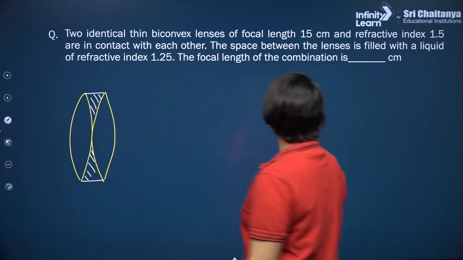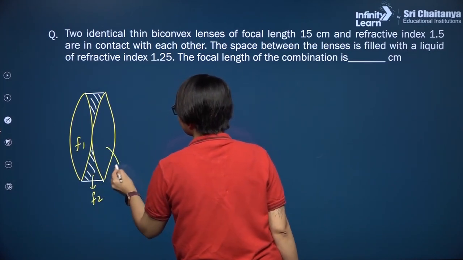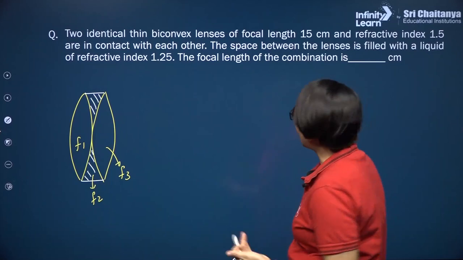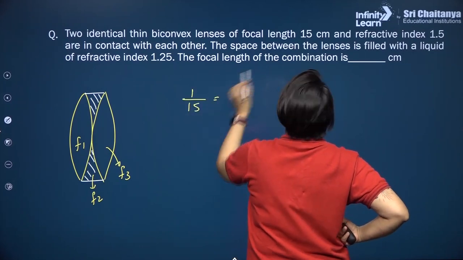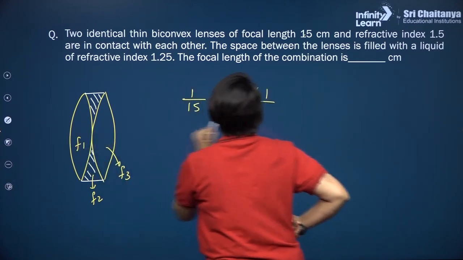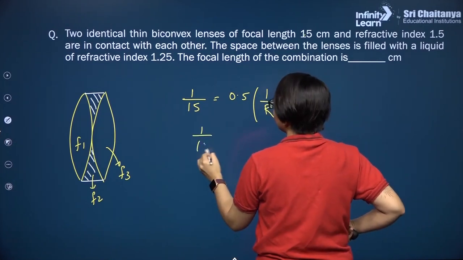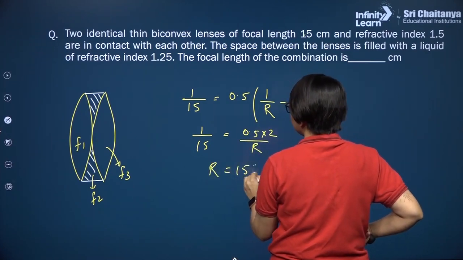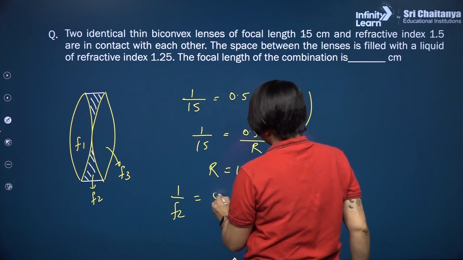Okay. The focal length of the combination is, let's say focal length of this one is F1, focal length of this one will be F2, and focal length of this one is F3. And radius of curvature, I'm assuming this is biconvex, so R1 is equal to R2 is equal to R. Right, so for the first one, we have 1 upon focal length 15 is equal to mu minus 1, 1.5 minus 1, into 1 upon R1 is positive minus 1 upon R2 is negative, so it is minus R. So basically 1 upon 15 is 0.5 into 2 upon R, so R is 15 centimeter. For the second lens, let's say 1 upon F2 is mu minus 1, 1.25 minus 1, 0.25.